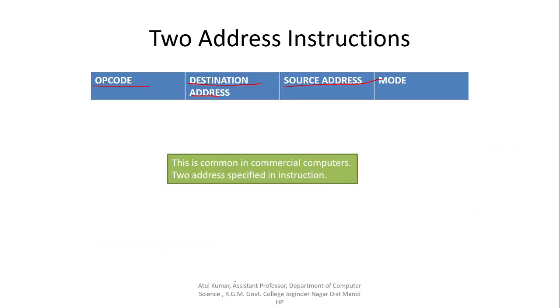So this is a two address instruction. It contains two addresses, and this type of instruction format is very common in commercial computers, as they use two addresses in the instructions. So they are very fast, as we need very fast processing in commercial computers. So this type of instruction format is basically used in commercial computers.